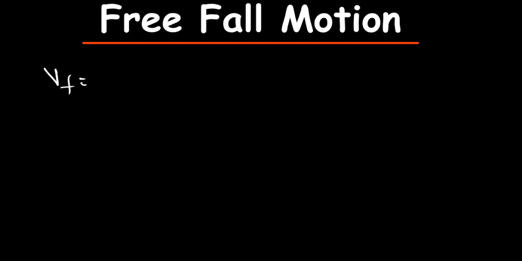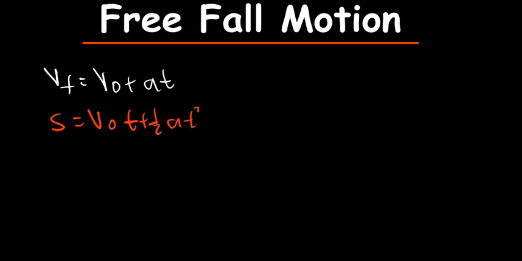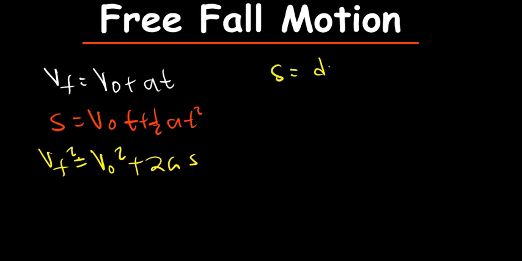V final is equal to V initial plus acceleration times time. The second one is the displacement, which is the same as we can say distance, is equal to V initial times t plus half acceleration times t squared. Another one, we said, is V final squared is equal to V initial squared plus 2as, where s is the displacement.